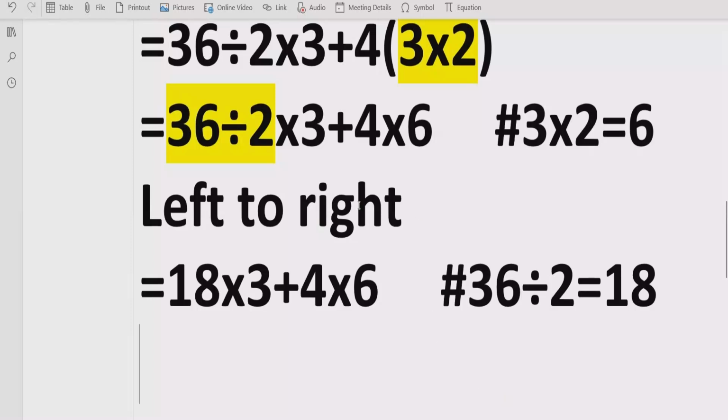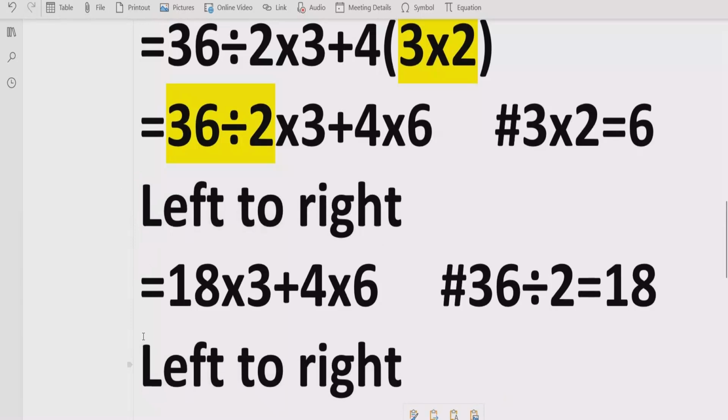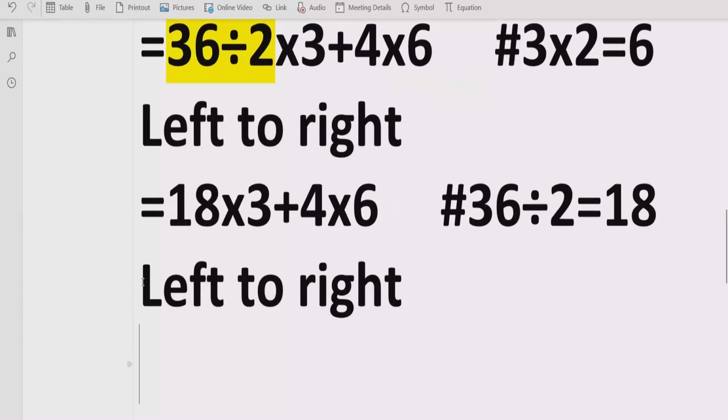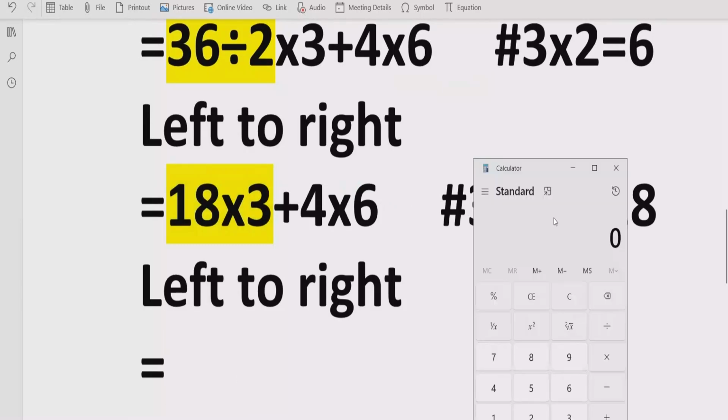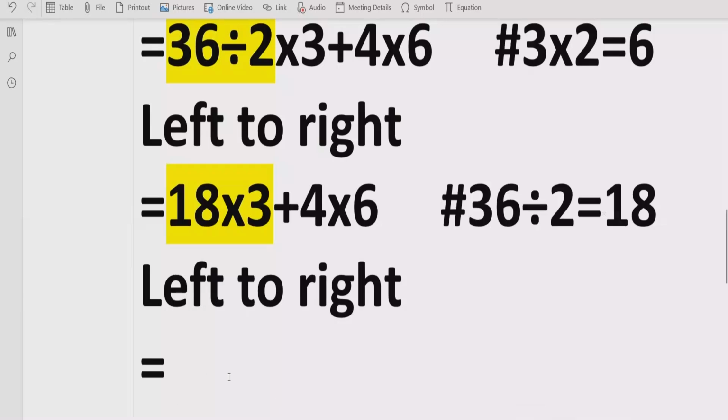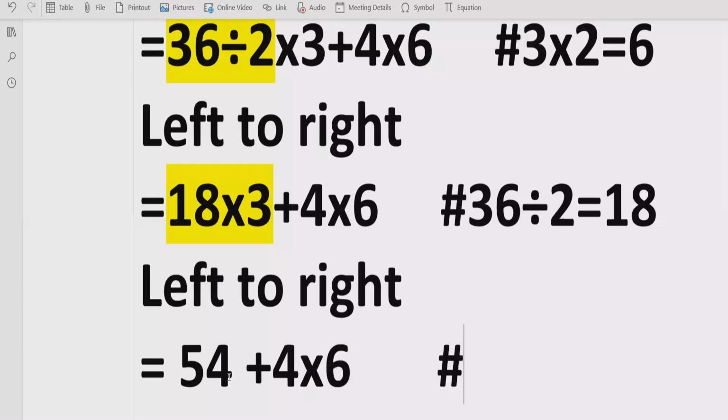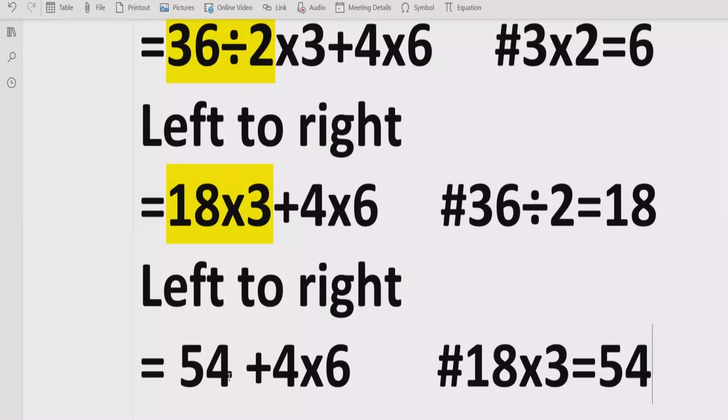Moving forward, again we go left to right in our expression and find division and multiplication. Now we have this multiplication, so we will solve this part. We multiply 18 multiplied by 3, which equals 54. So 18 multiplied by 3 is 54, plus 4 multiplied by 6. Here we multiply 18 multiplied by 3 equals 54.